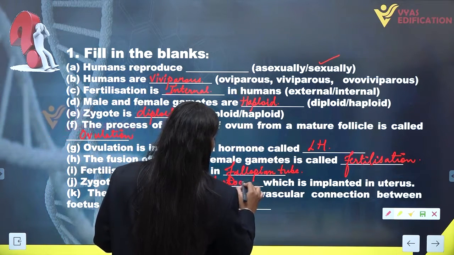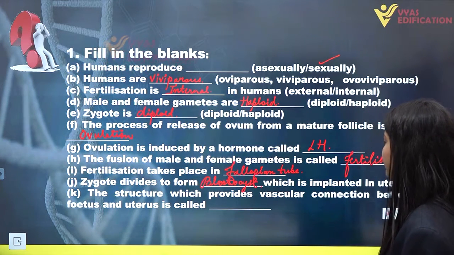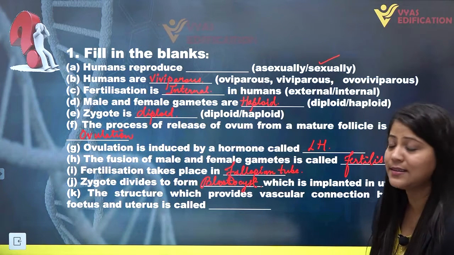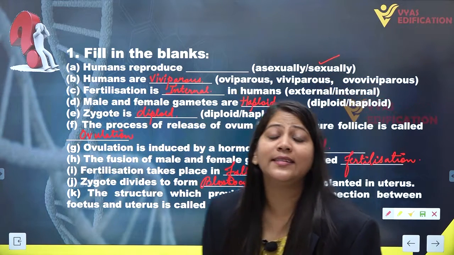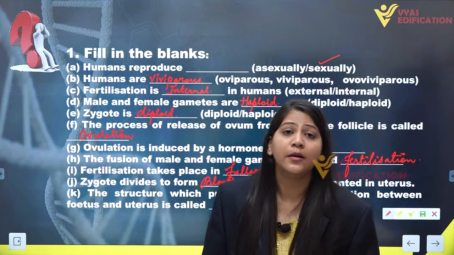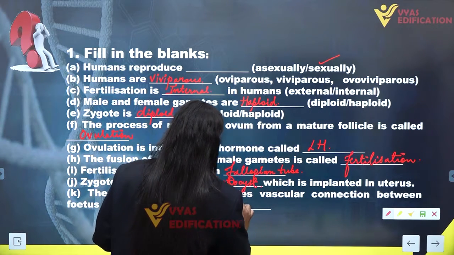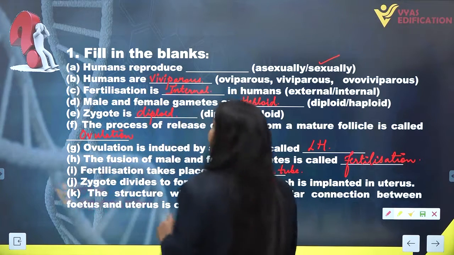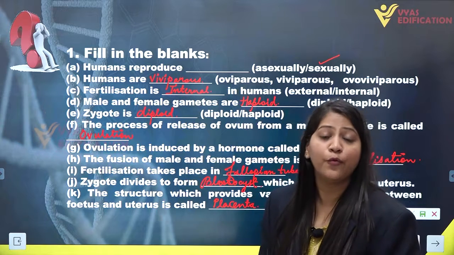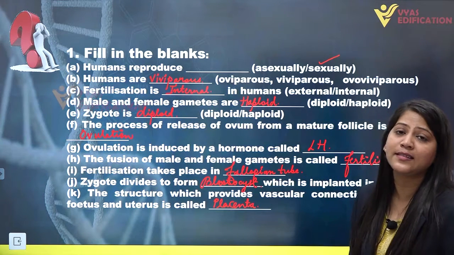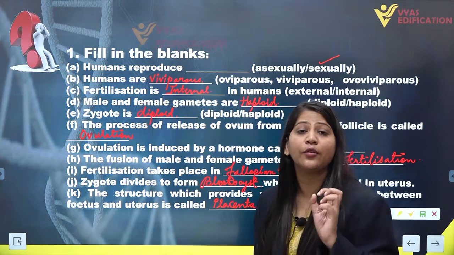Then we have: the structure which provides vascular connection between fetus and uterus is called dash. The structure which provides connection between fetus and uterus is actually placenta, and placenta is vascular in nature. It contains numerous blood vessels, hence it is vascular in nature, and placenta is the only organ or structure which connects the fetus and uterus of the female.